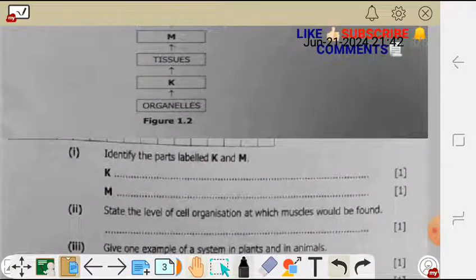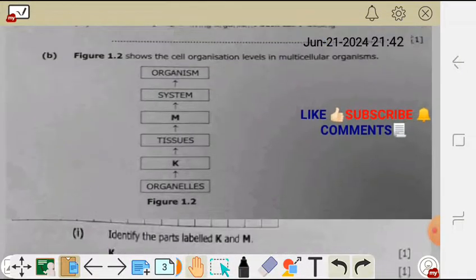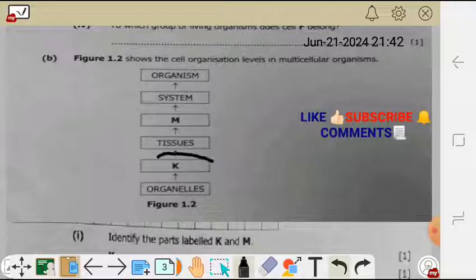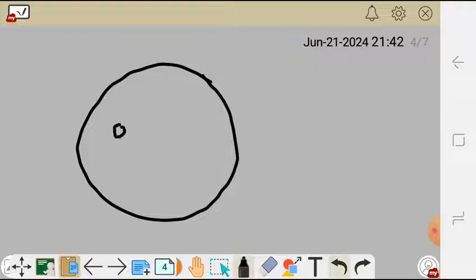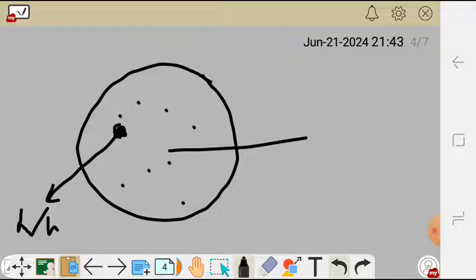So the first question here, they're saying identify the parts labeled K and M. So we go back to our figure here. They're asking us to identify K and M on the levels of cell organization. So organelles are those structures we find inside a cell. If you have a cell, let's say this is an animal cell, then this is a nucleus, and then from there we are going to have the cell cytoplasm, and then this is the cell membrane.